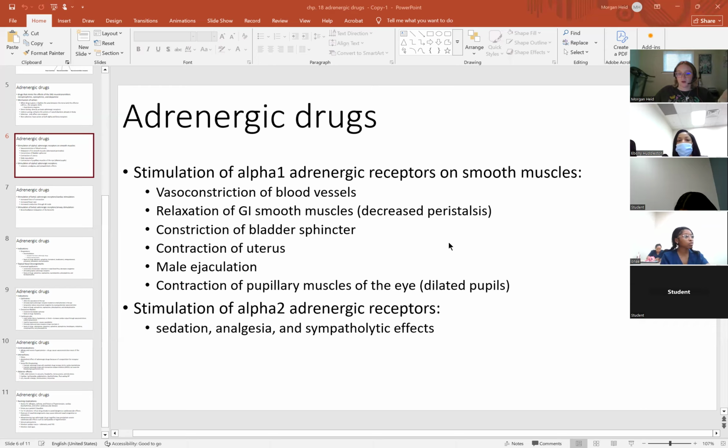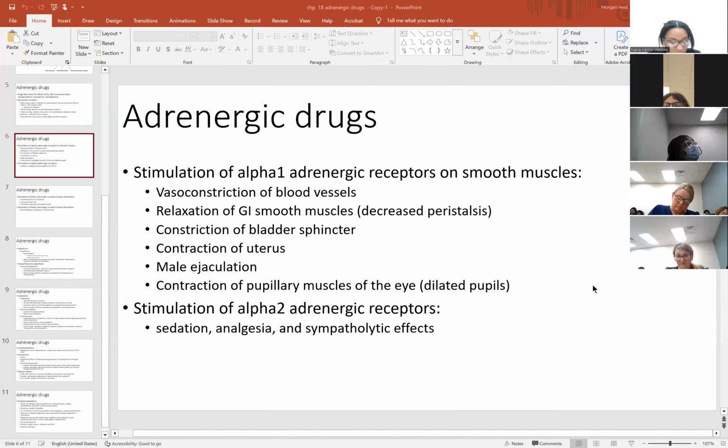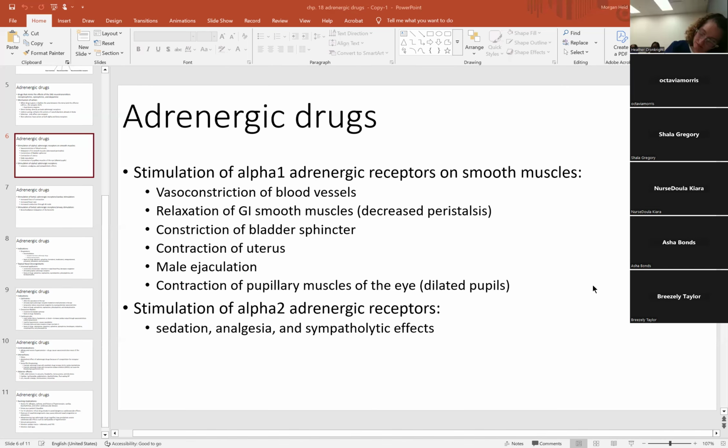And again, these medications almost mimic norepinephrine and epinephrine so that we can simulate these just like norepinephrine and epinephrine would in the body normally. Does anybody have any questions about that? Okay.